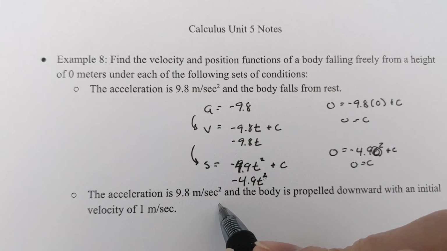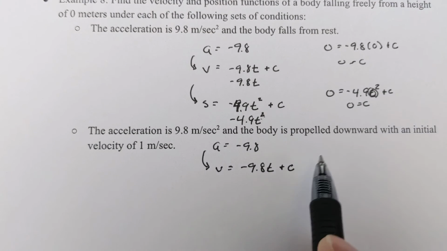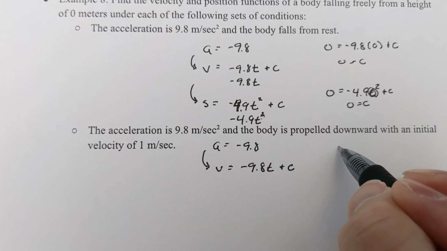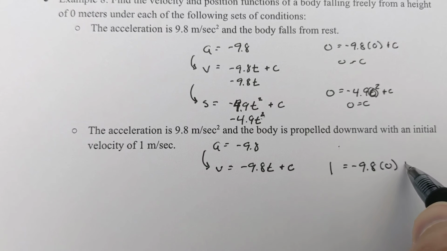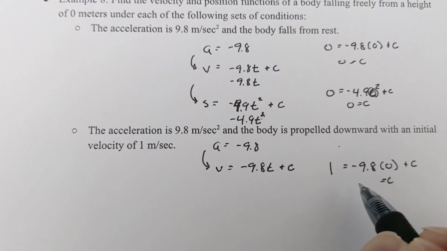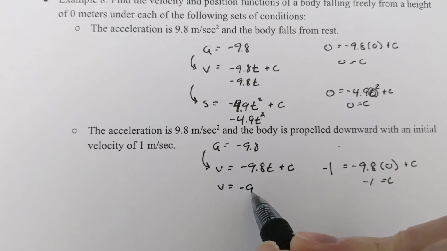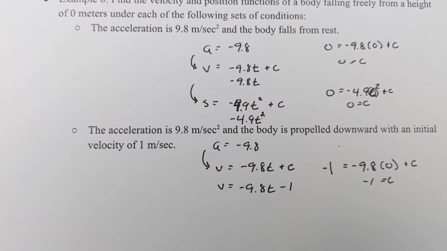All right, this problem starts the same way. There's our a equation. Then v is equal to negative 9.8 t plus some constant. Now in this case, it's propelled downward with an initial velocity of 1 meter per second. So I know that negative 1 equals negative 9.8 times 0, plus c. Downward makes it negative 1, so c is negative 1. My velocity equation is negative 9.8 t minus 1.